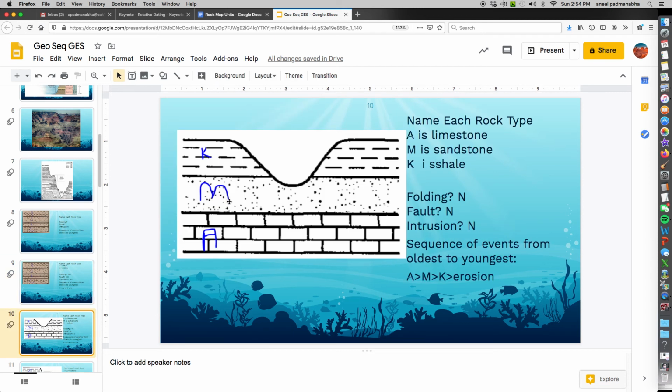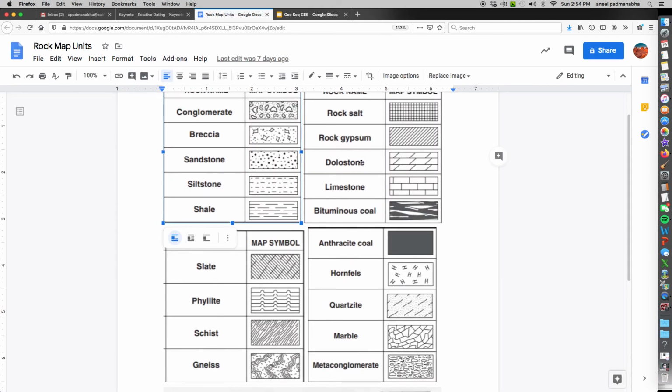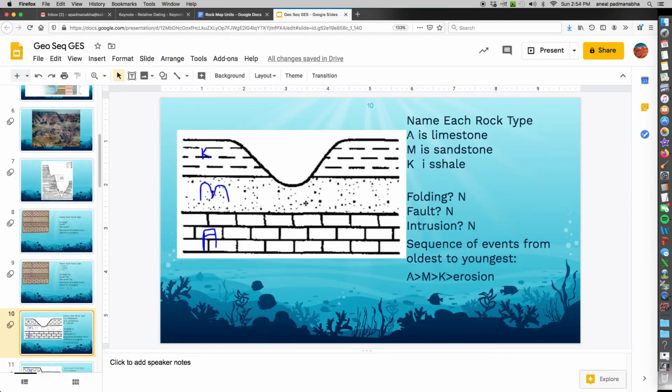Take a look at the next one. Again, you're going to have to name each one of these. A, you have the bricks. Again, I can go back to my map unit, find the bricks, and I'd say, okay, that is going to be limestone. Here is sandstone, and there is shale. So I've laid them, A, M, K.